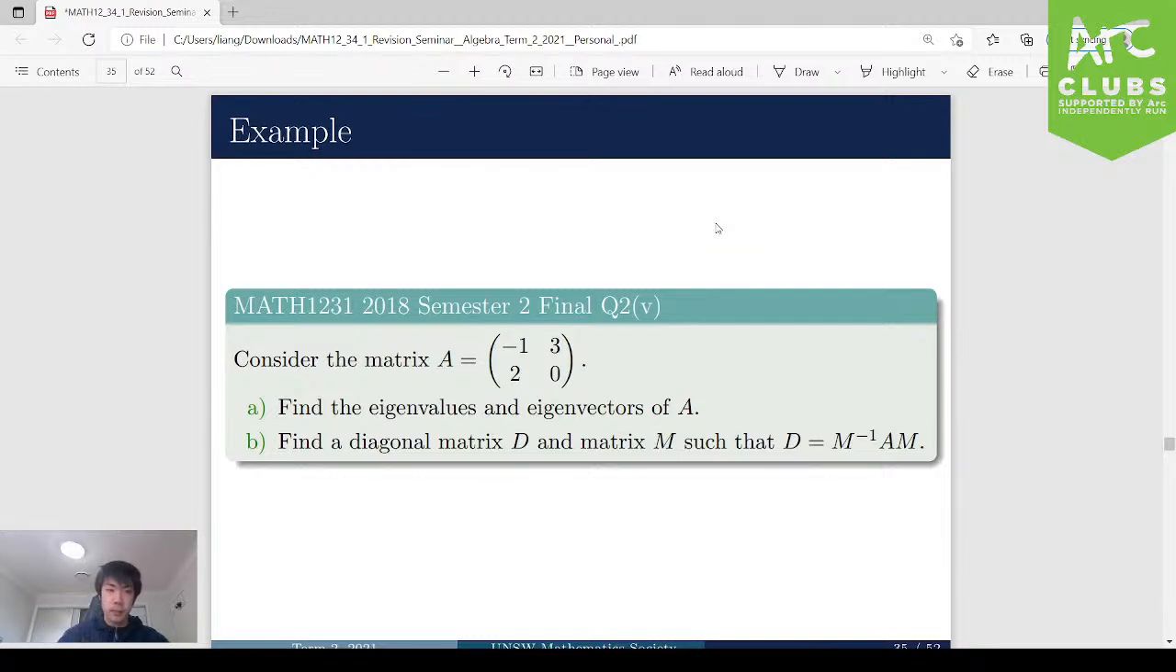Okay. So the first example here is, consider the matrix A, -1, 3, 2, 0. For part A, find the eigenvalues and eigenvectors of A. Okay. So we're going to use what we learned before. To find eigenvalues, we look at the determinant of A minus lambda I, and then for eigenvectors, for each corresponding eigenvalue, we then look at the kernel.